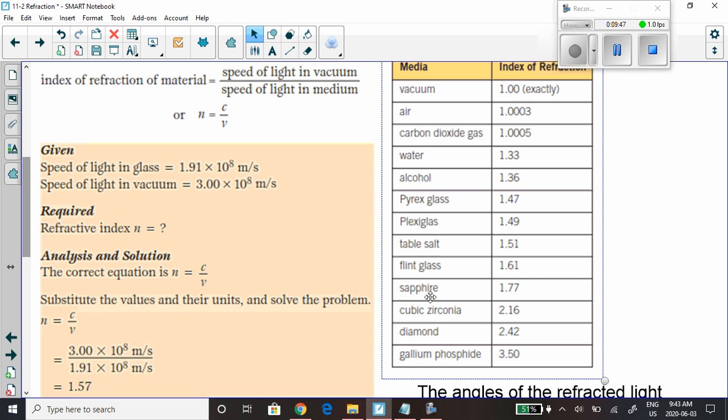And scientists have done experiments, and this is just a partial list. They have these values, the index of refraction, for all the transparent materials that we know, and it's a ratio of the speed of light in vacuum to the speed of light in that material. Very simple division.